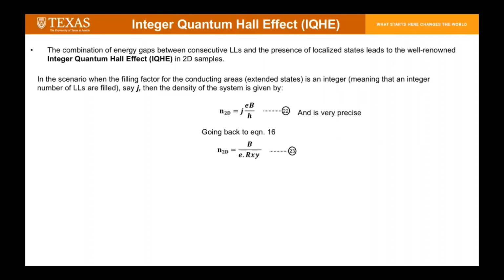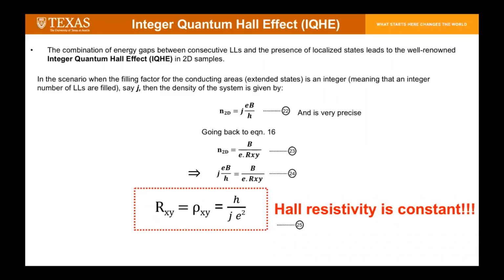Okay, good. So we can essentially equate the two, and what we find is that the Hall resistance in the presence of an integer number of filled Landau levels is constant. This is a very important expression. So the transverse resistance just depends on Planck's constant and the electrical charge. Just J can be an integer 1, 2, 3, 4, etc.